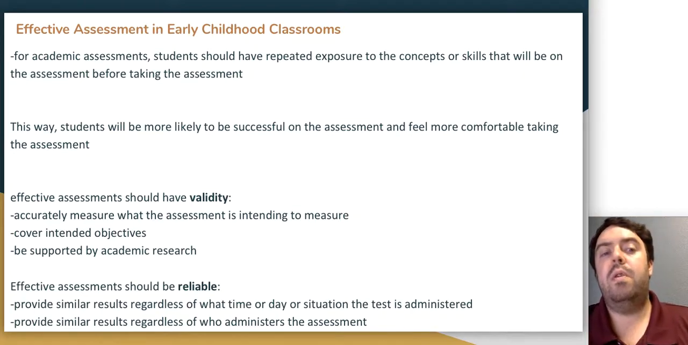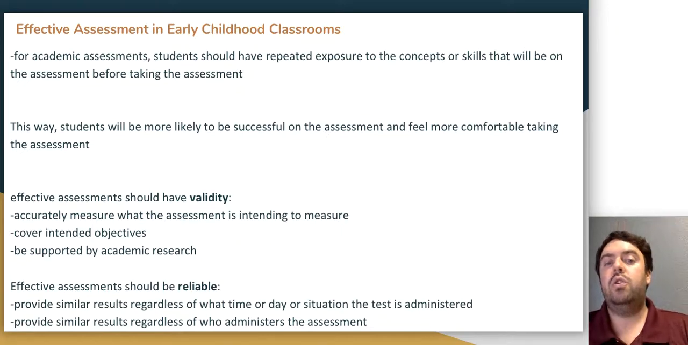Another thing to remember is when you're providing assessments to students, you want to make sure that they've had several different opportunities to see the material. They've been exposed to it in class, they've practiced with it both in class with their peers, with their teacher, maybe with their parents, and then also on their own. This way you know that they're going to be successful on the assessment.